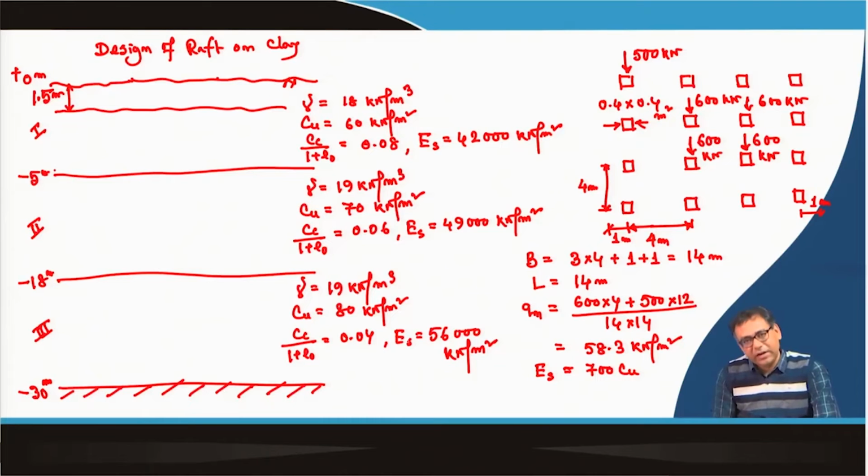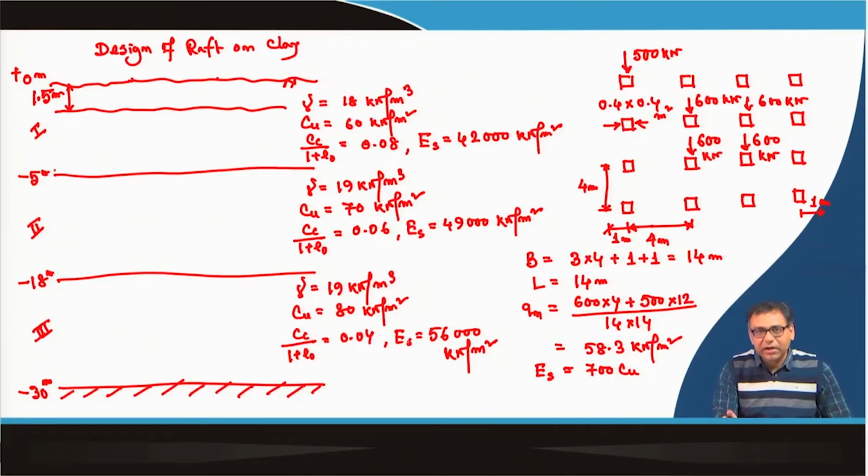Now, Es also we can determine in the laboratory if we have an undisturbed soil sample, and you will get the elastic modulus, but here that data was not given. So, that is why we have used the suggested correlation, and within the range we have taken 700 Cu. So, Eu is 700 Cu, that we have used here. Now, this is your soil data.